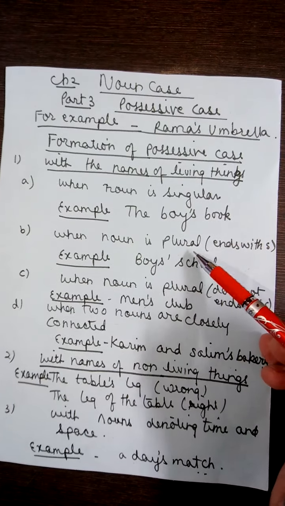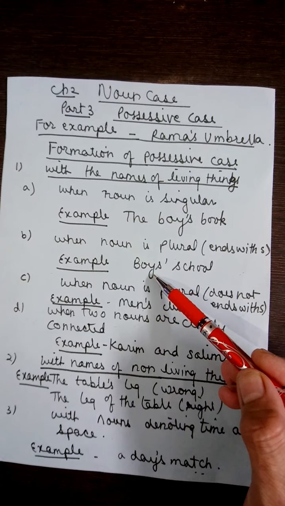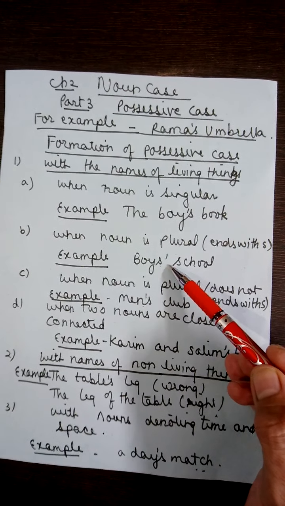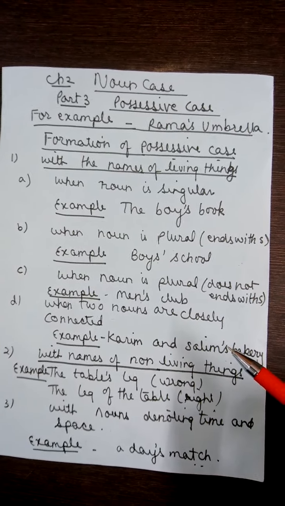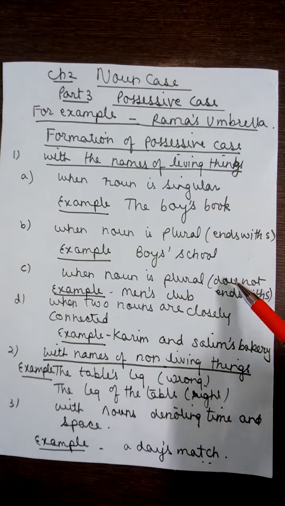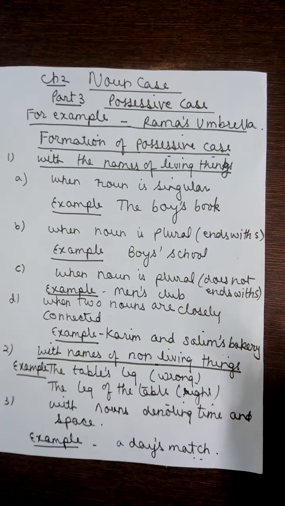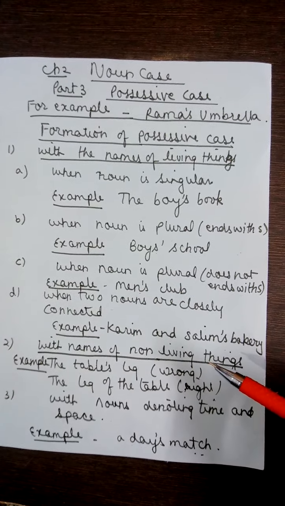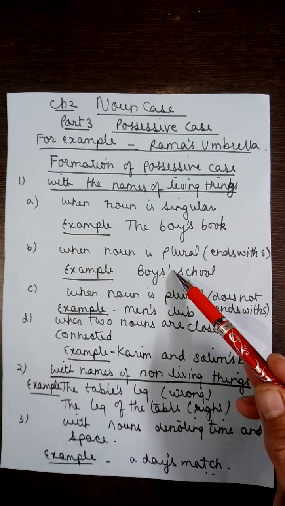But when noun is plural and ends with s sound, for example boys, boy is plural and it ends with s, then we use only apostrophe and we do not use another s. So here, boys' school. But when noun is plural but does not end with s, for example men's club, here men is the plural of man, so we will use men then apostrophe and s. In this you will use apostrophe and s both. But here boys, it ends with s, we cannot use another s.